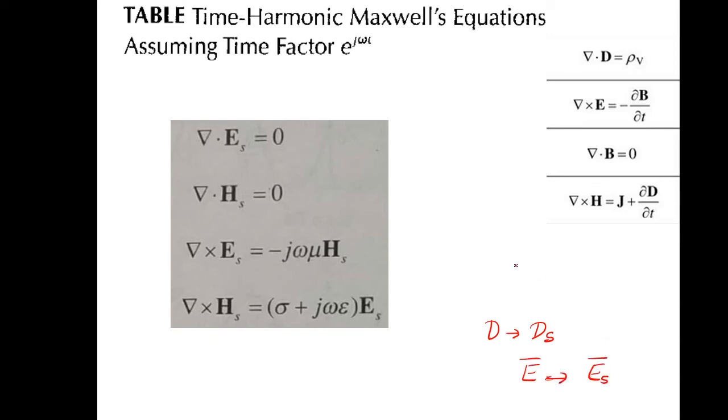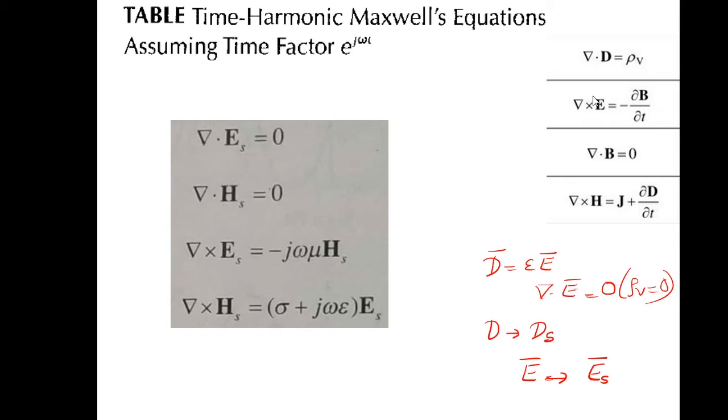So you can write like this, and D is epsilon E. So del dot D equal to 0 means del dot E will also be equal to 0, as charge is equal to 0. Based on that you write del dot E_s is equal to 0. Second, again B is mu H, so based on that del dot H_s will also be equal to 0. So these two are straightforward.